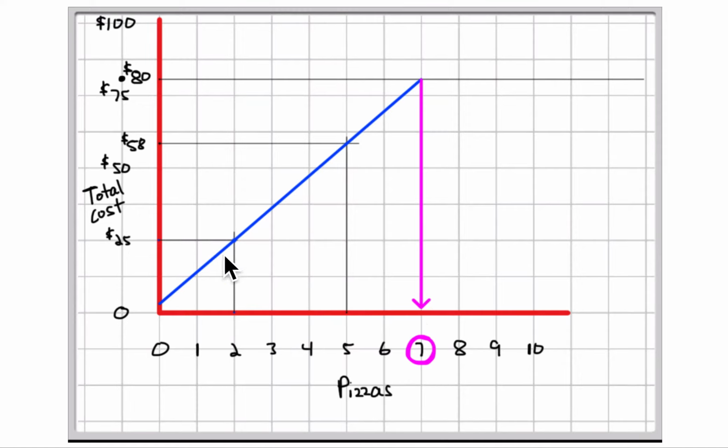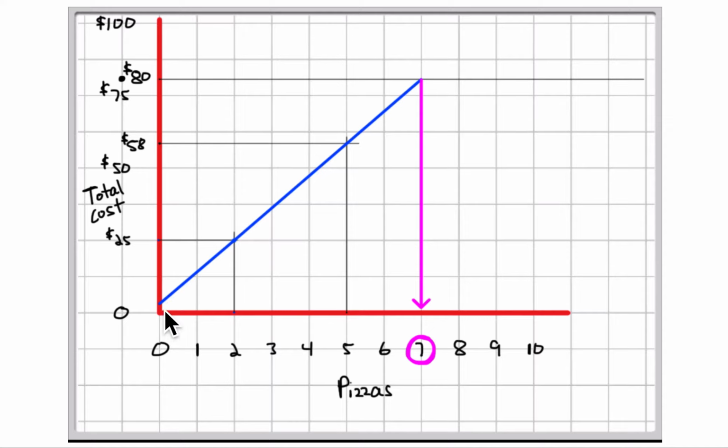And also, if you extend this line this way, it doesn't go through 0, 0, but it goes through this point that's just above 0. What do you think that is? Well, that is the delivery fee. How much is it? That is $3 right there. From 0 to that point right there is $3.